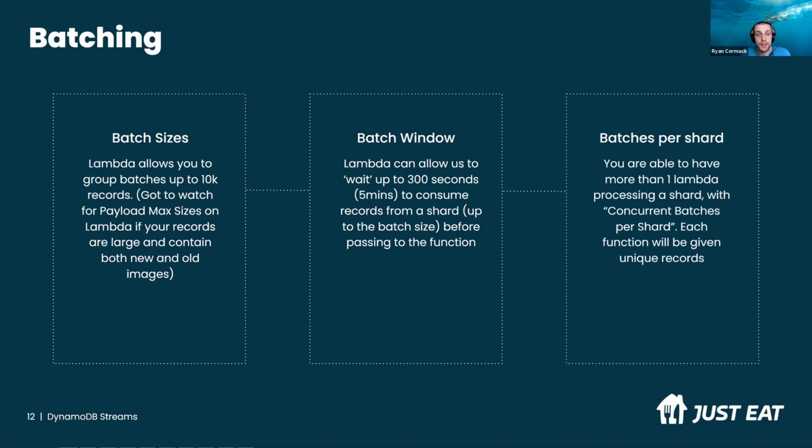And you also have the ability to increase the number of batches per shard as well. So on my previous slide, I had one Lambda function attached to one shard. You do have the option to increase these as well. And behind the scenes, Lambda again does some things to make sure that you always get records in the same order. So you always get a nice time series order of your changes on your table.